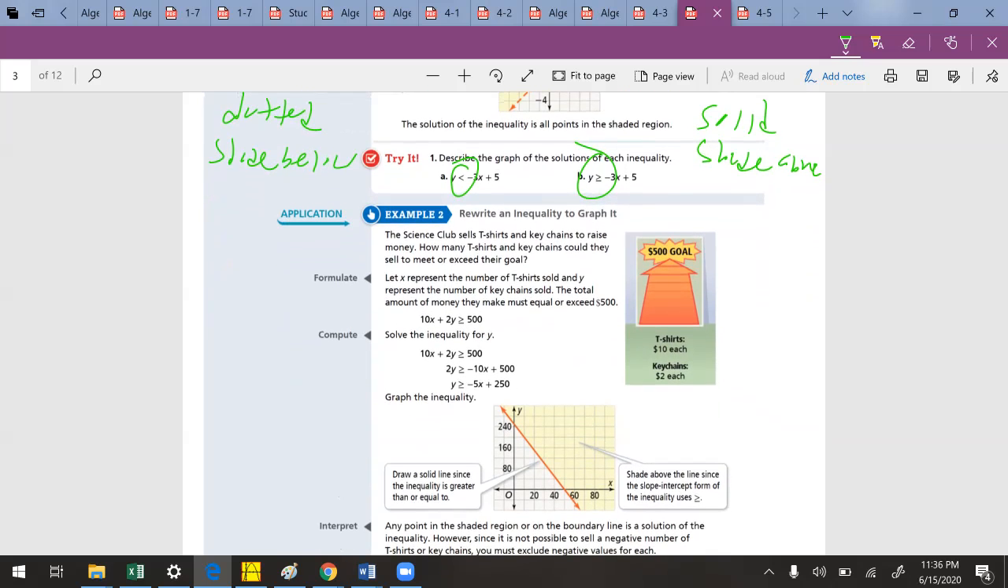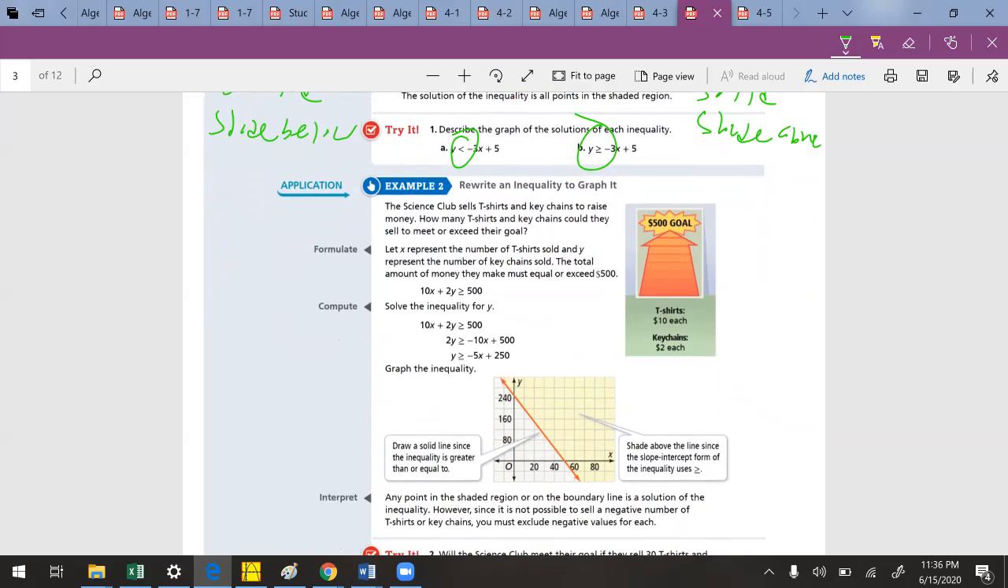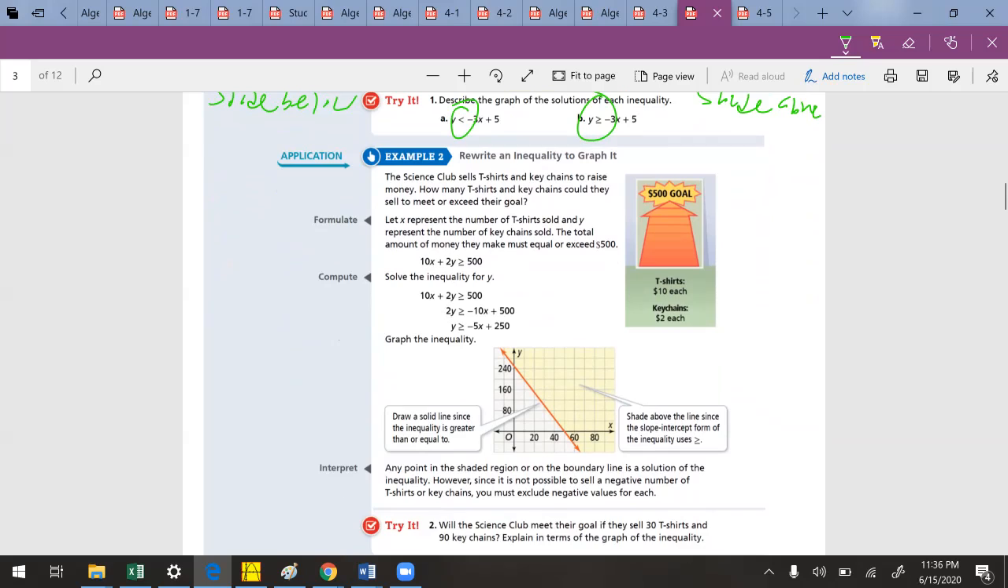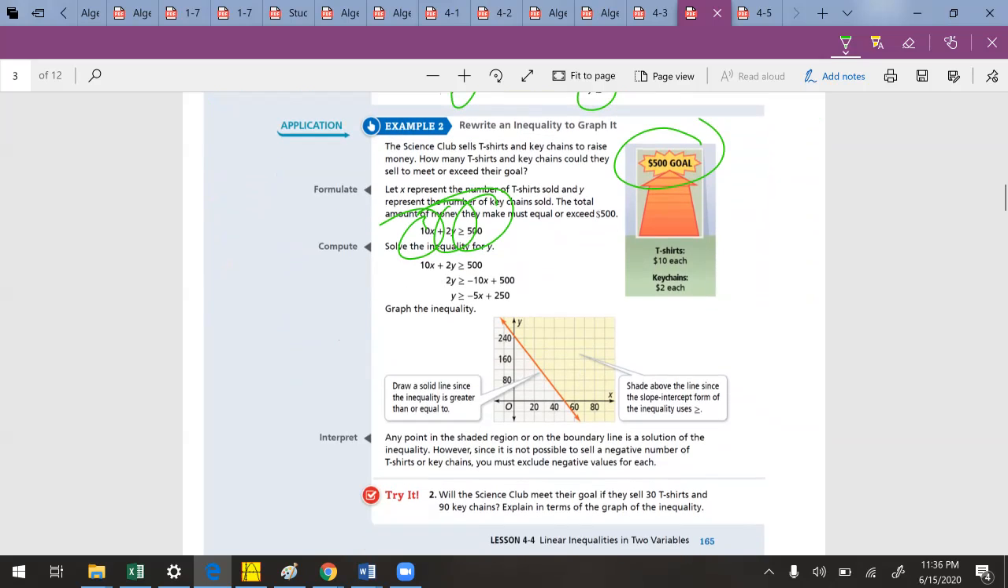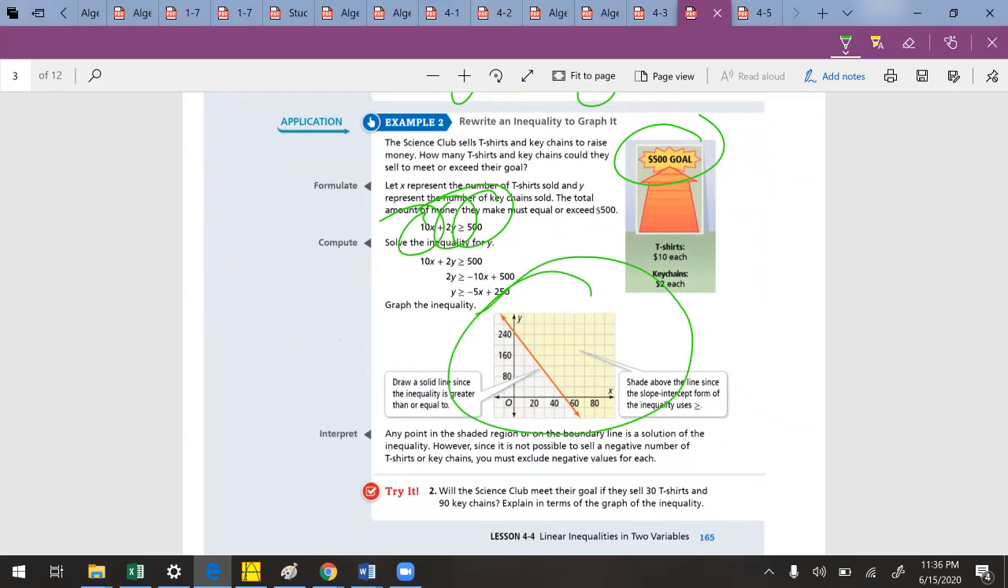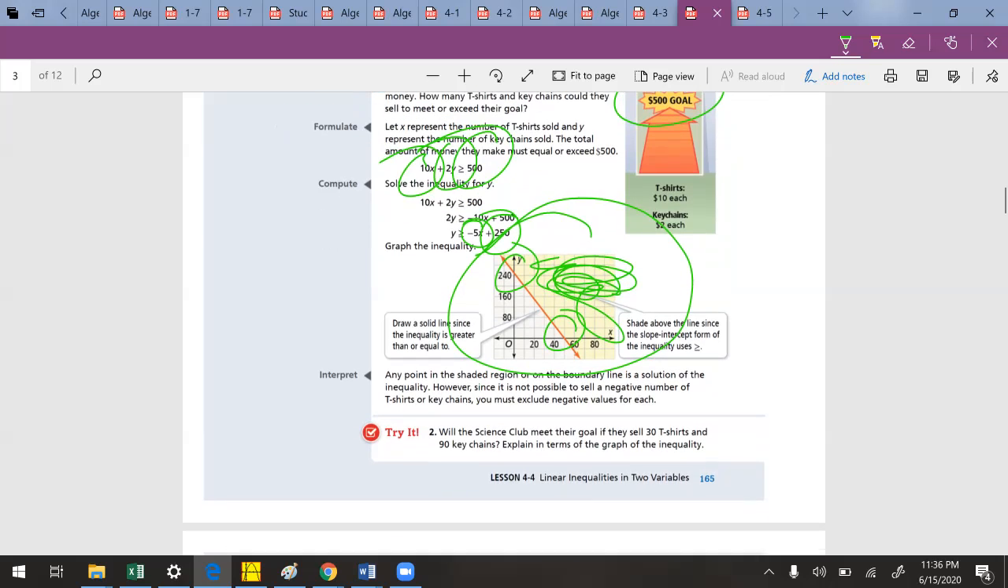The Science Club sells t-shirts and keychains to raise money. How many t-shirts and keychains could they sell to meet or exceed their goal? Their goal is to make $500, and they want to make more than that. $10 for a shirt, $2 for a keychain. You're going to work with only one quadrant. Notice how y is by itself. There's your slope, there's your y-intercept. Or you can easily find the x and y-intercept. The y-intercept was 250. The x-intercept, when you divide 500 by 10, is 50. And since it's a greater than symbol, it's going to be solid, shade above. It's every point that's above it.